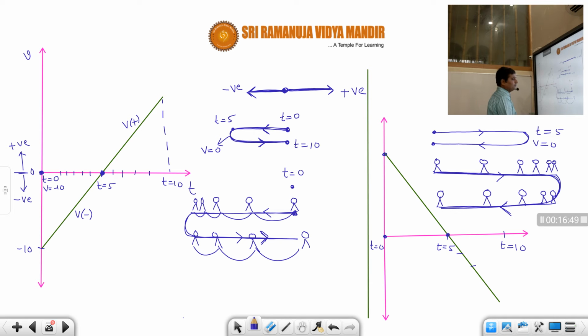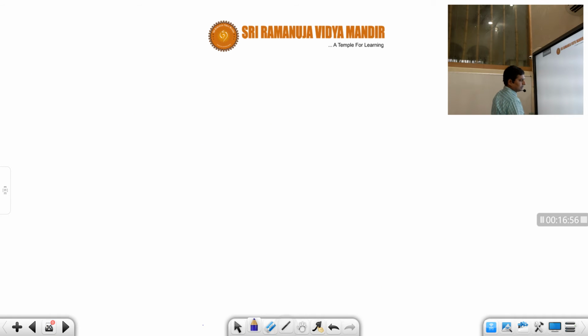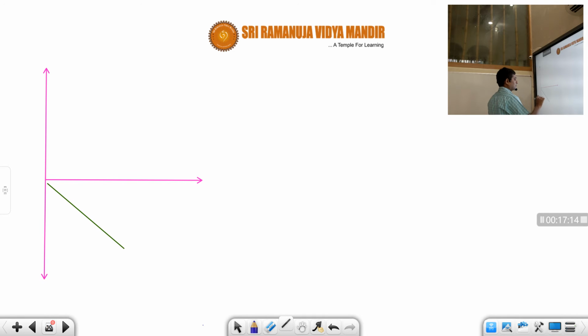Okay. So now I'll give a graph which is completely below the time axis. Okay students, which is completely below the time axis. Let us take this graph. Then you can easily analyze. Okay students, suppose this is the time and the shape of the graph is like this, students. The shape of the graph is like this.